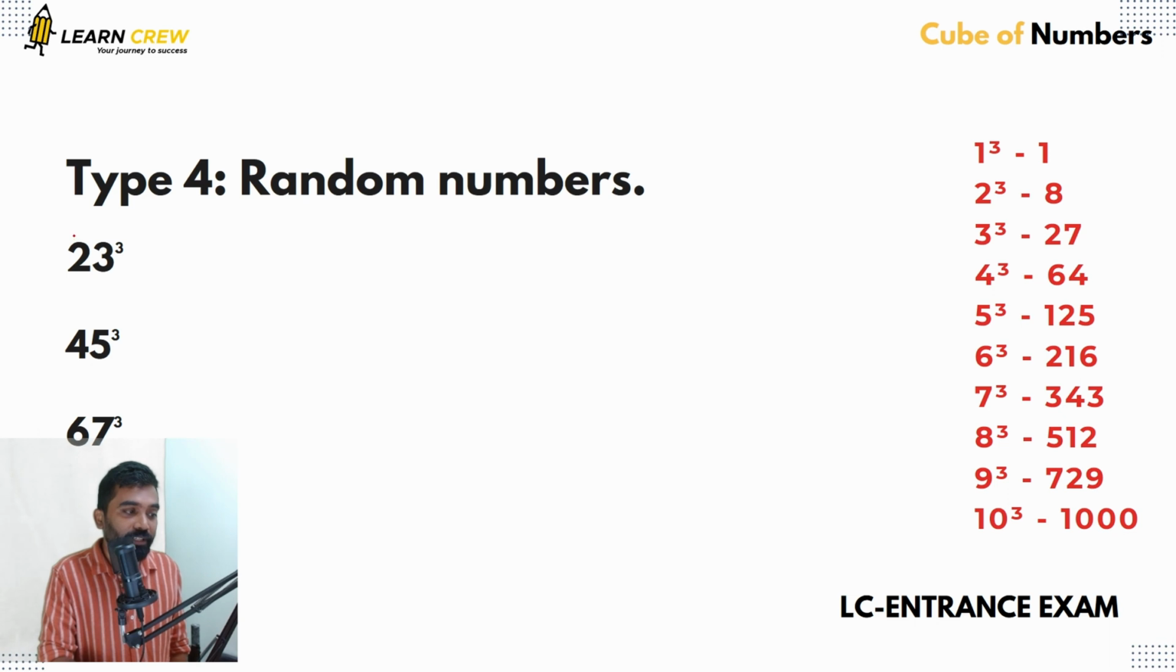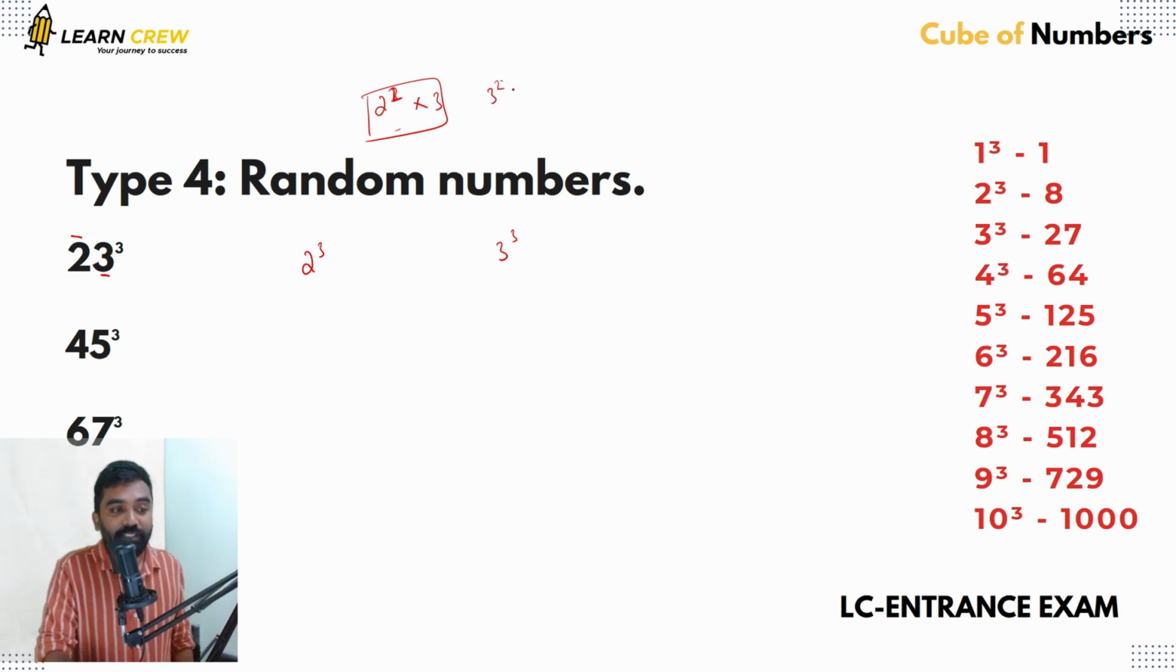In this case, we need to take into consideration both the numbers. The first will be the cube of the first number, 2 cube. The last will be the cube of the last number, 3 cube. In the middle, you will have the square of the first number multiplied by the second number. Square of the first number is 2 square, 4. 2 square into 3 will be the second number, and the third number will be the square of the second number multiplied by the first number. That will be 3 square into 2.